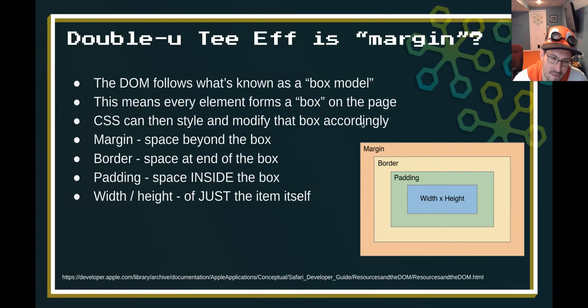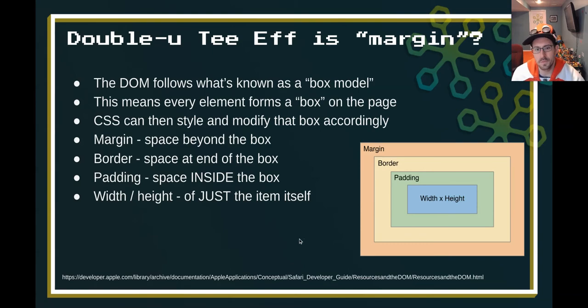You can actually get this picture inside of the inspector as you're going through and you inspect the document. So margin is the space beyond the box. Border is the space at the end of the box, so it's like a line, typically. Padding is the space inside the box. And height and width are just the item itself.